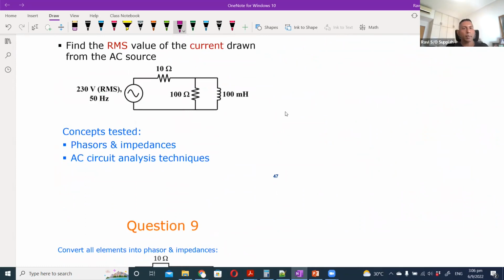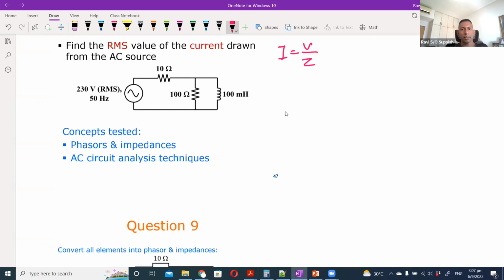Okay, so find the RMS value of the current drawn from the AC source. It is the same thing again. So I is V by Z. I know what my V is: it's 230 volt RMS with 50 hertz. So I need to find Z, the total impedance.